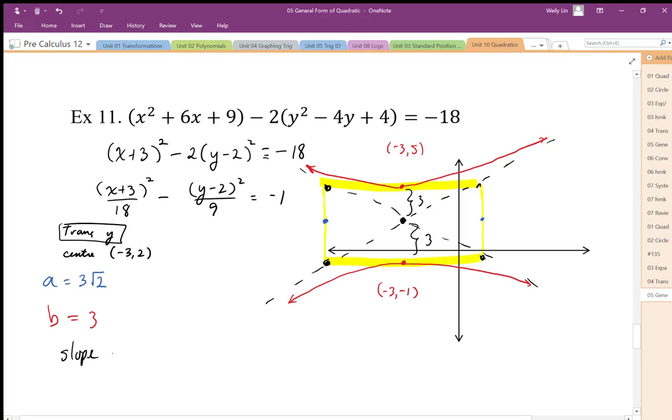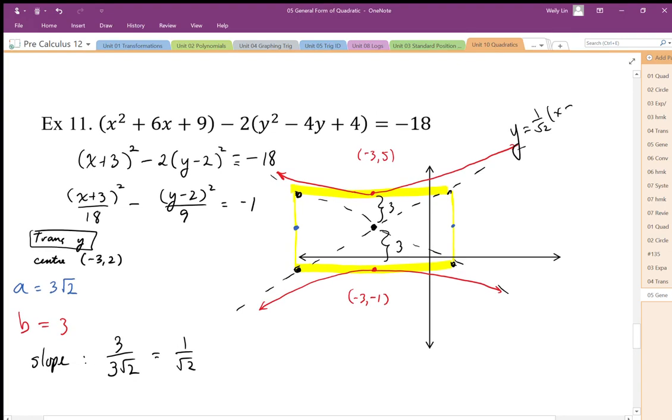The slope is equal to b over a, okay, rise over run. This simplifies to 1 over root 2, and then the equation of my line becomes y equals 1 over root 2 x plus 3 minus 2. And this one becomes y equals negative 1 over root 2 x plus 3 minus 2.